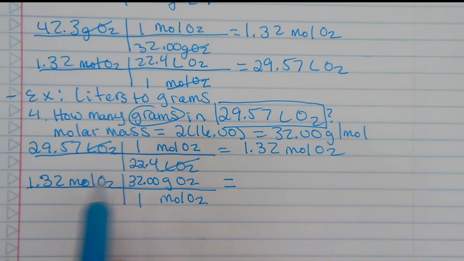These two numbers are on the top, so what do we do with them? Multiply. So we're going to take 1.32 times 32. Okay. All right. Questions on those 2 steps? That's what we call a 2-step. You got to go 2 times, right? Okay.